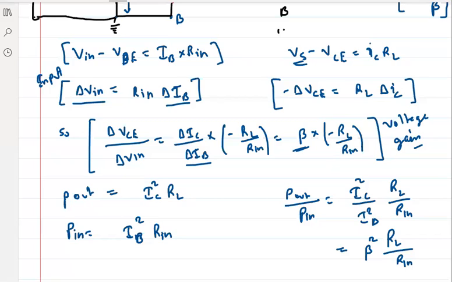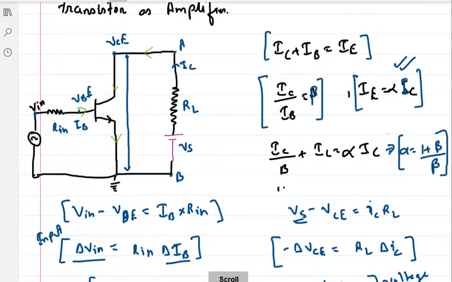Tell me everyone, what is the meaning of negative sign? Direction or phase, right? Phase basically. So I can say that this will be out of phase. Yes, this will be out of phase. Yes or no?